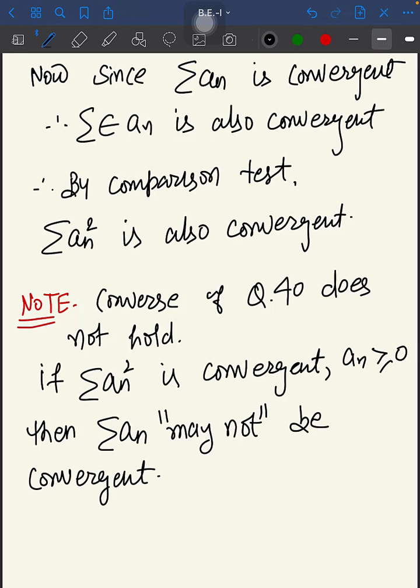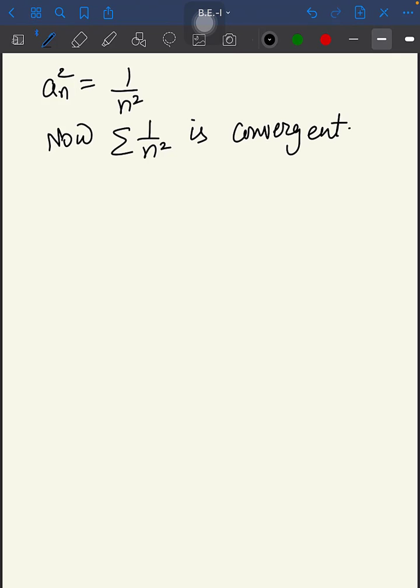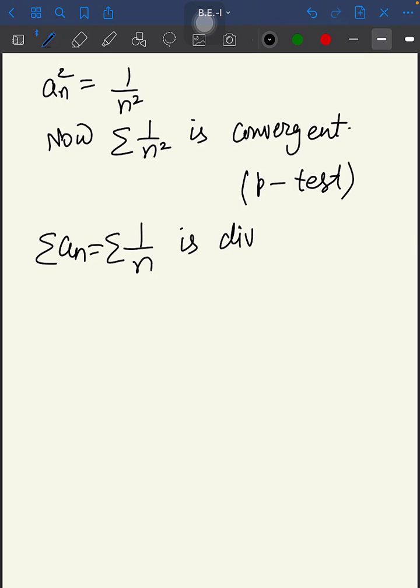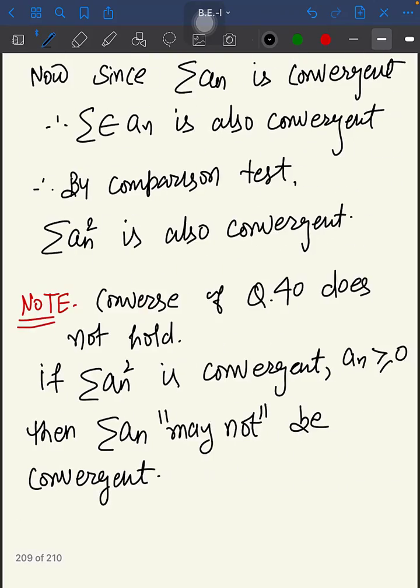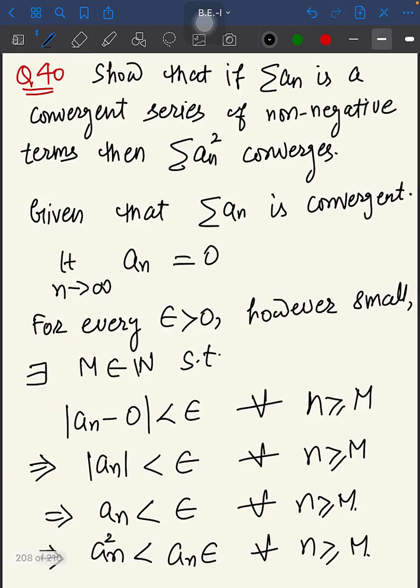So for this I'll pick an example. Take an square equal to 1 by n square. Now you know that summation 1 by n square is convergent by p-test, right? But if you take summation an only, that means taking the square root, it becomes summation 1 by n. So this is the harmonic series, which is divergent, right? So the converse of question number 40 doesn't hold, right?